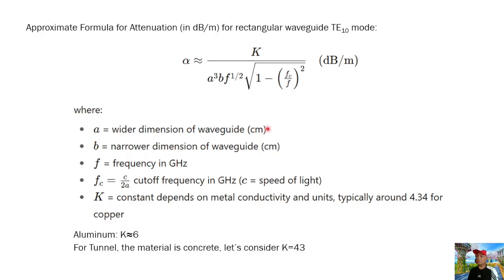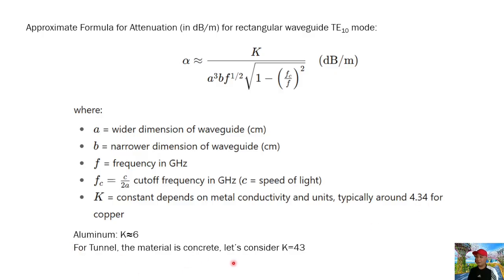So this is a simplified formula to calculate the tunnel propagation loss. And then, okay, for me, the K is a constant. It depends on the material, whatever. But for copper, it's 4.34.